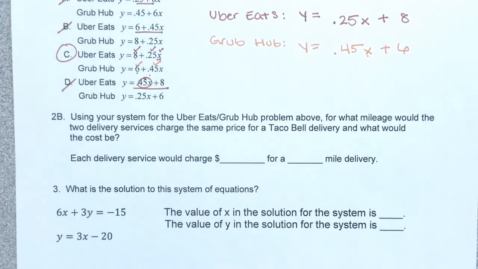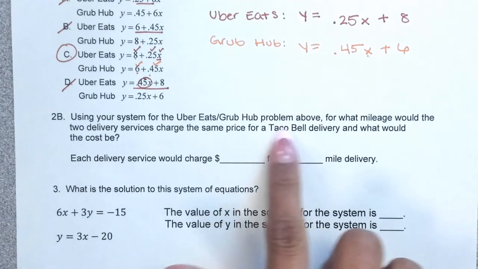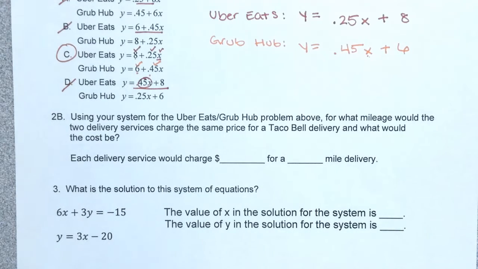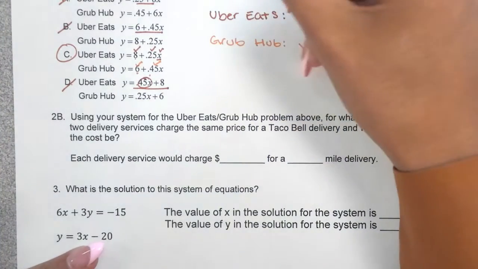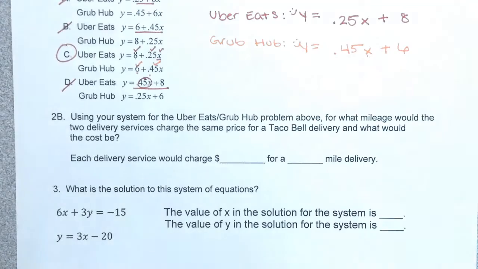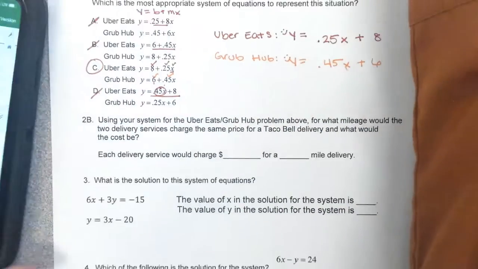2B says, using your system for the Uber Eats / Grubhub problem above, for what mileage would the two delivery services charge the same price for a Taco Bell delivery, and what would the cost be? So we are going to type both of our equations in, because as we can see, they're both ready to graph. So y is by itself, which means I can graph that. And I can graph the other one. So we're going to use Desmos to type this in.